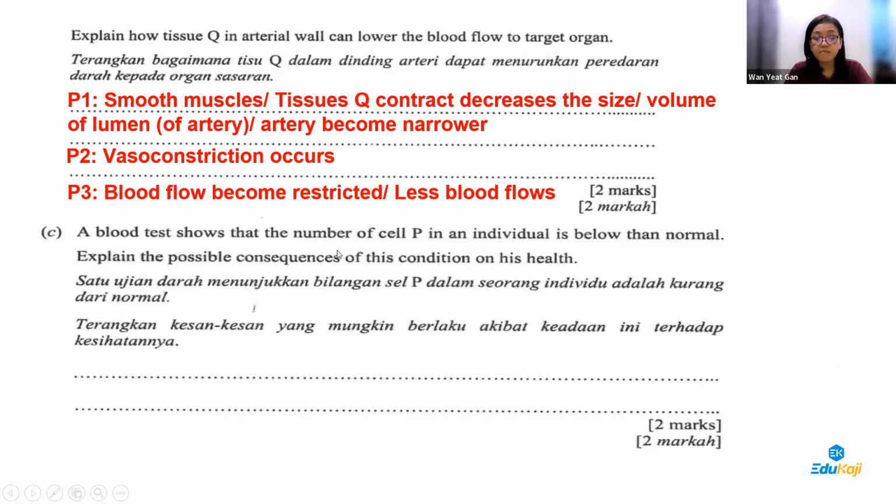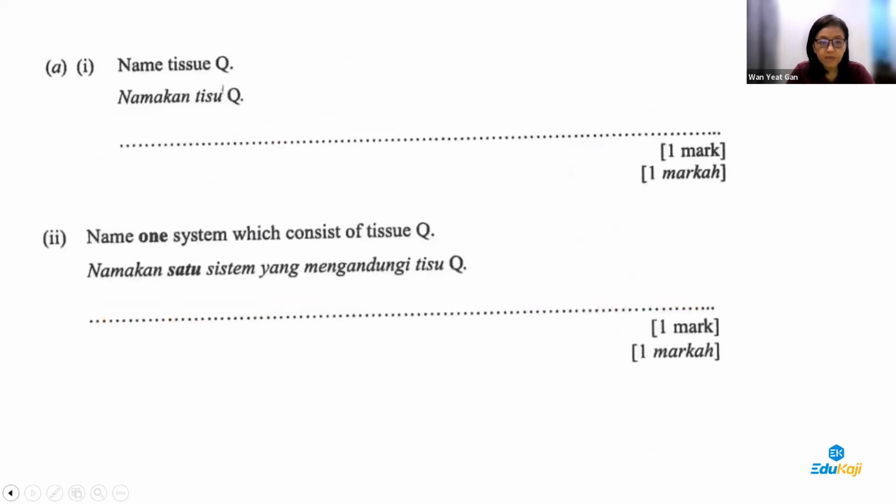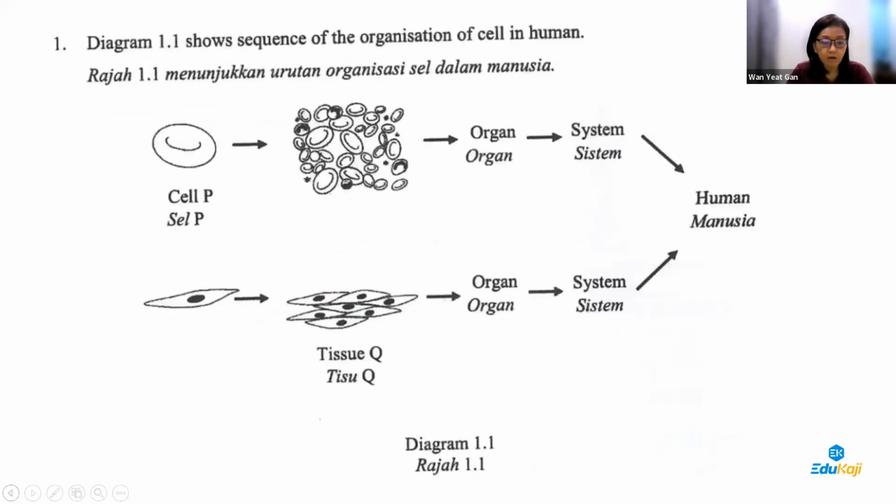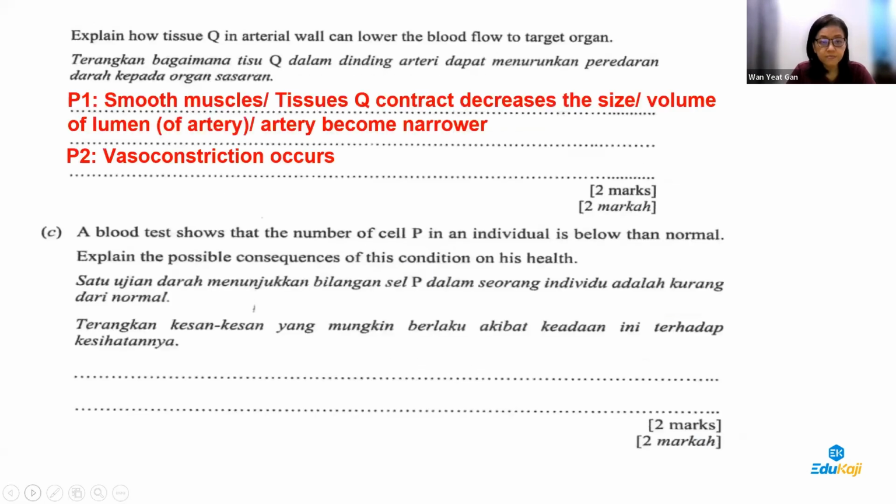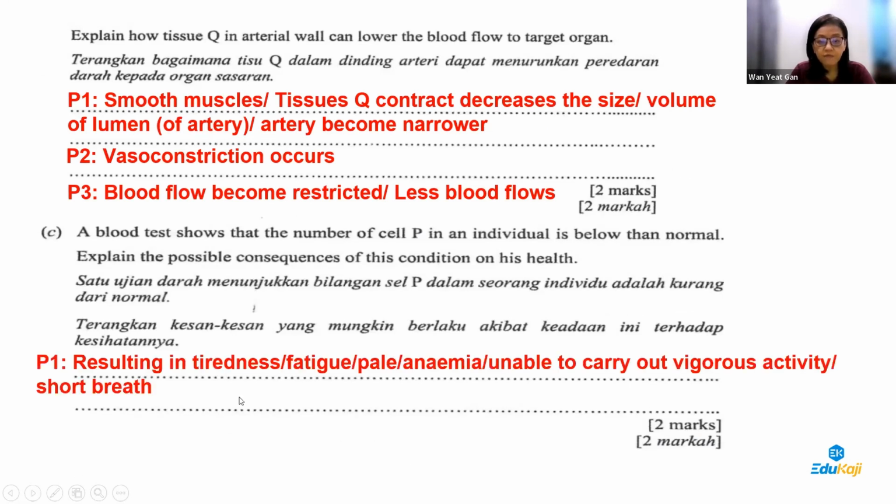A blood test showed that the number of cells in an individual is lower than normal. Explain the possible consequences of this condition on his health. Now, cell P, as we saw just now, is a red blood cell or erythrocyte. So what is the condition of the person who has a low red blood cell count? First, the person will become very fatigued, very tired, and cannot carry out vigorous activity.